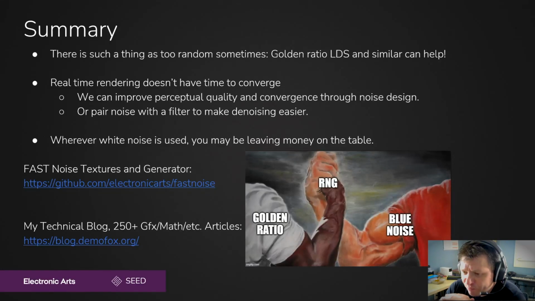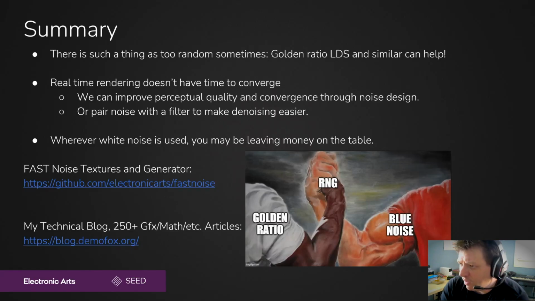So yeah, that's the end of the presentation. Just a quick summary: sometimes in game development and other times in rendering, there can be such a thing as too random. Your randomness can be too random. And when you encounter this, the golden ratio low discrepancy sequence and the other things we've talked about can help that. And in real-time rendering, we don't have the benefit of convergence like you do with an offline renderer.